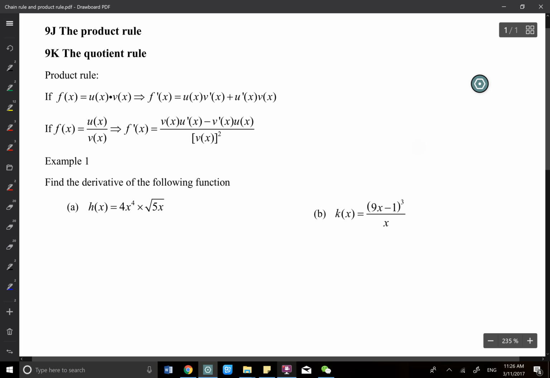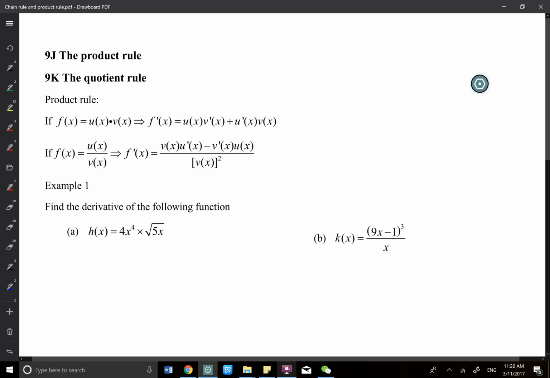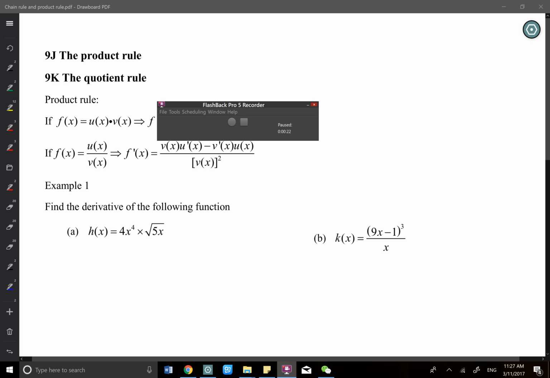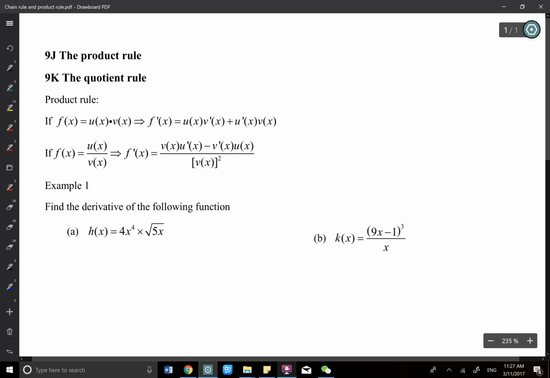Hi class, we are going to talk about the product rule and quotient rule for differentiation today. So what are the product rule and quotient rule, and when do we use them? It's just like the chain rule we learned yesterday. We're trying to differentiate composite functions without expanding things and without doing more operations, and we can directly differentiate that. So for the chain rule, we have two formulas.